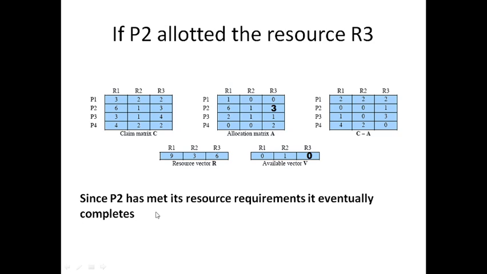Since P2 has met its resource requirement, it eventually completes. We missed one thing, that P2 has already been fulfilled with its total demands. So its original request is 6 1 3. We have already made the allocation for P2. What will happen as a result is that it will release all the resources to the operating system, which means the available will increase: 6 plus 0, 1 plus 1, 3 plus 0, which means it will become 6 2 3.